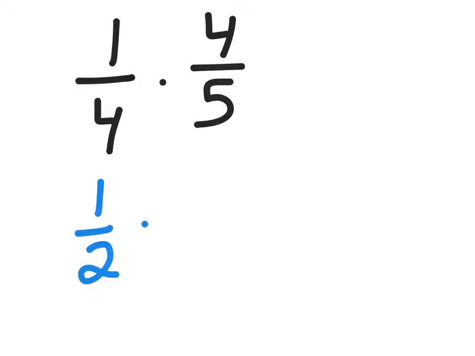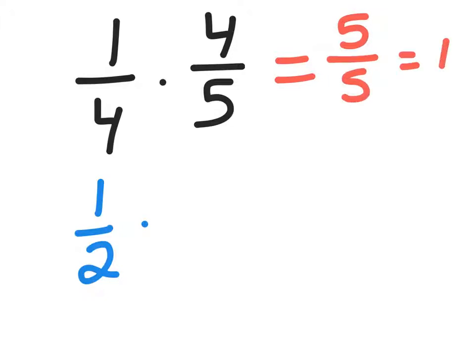Now let's look at the 4/5. Well, 4 is really close to 5. It's only one number away, so we're going to round that to 5/5, or we're going to round it to 1. So what we're dealing with is 1/2 times 1, and we know that to be 1/2.